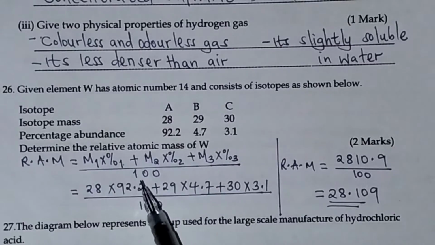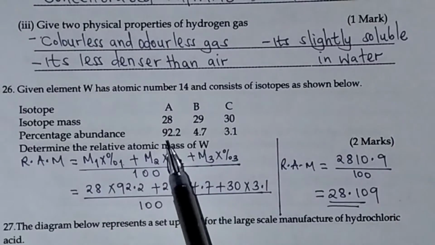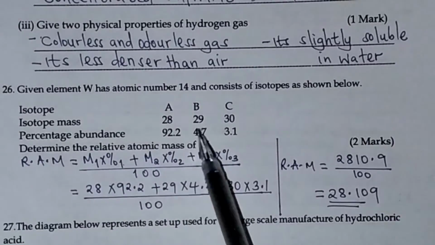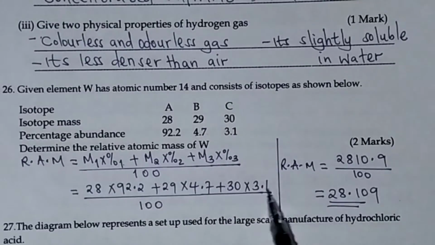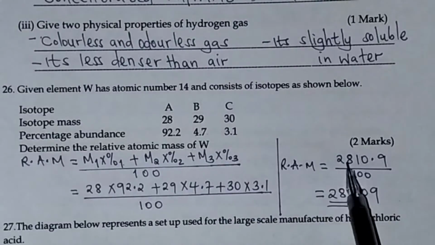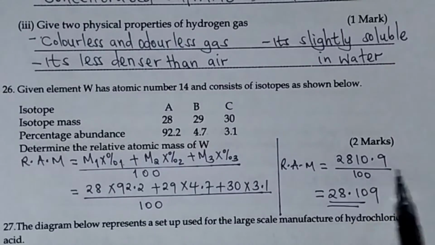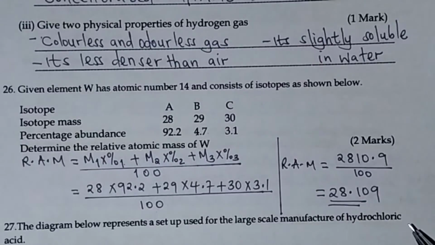So mass number 1 is 28 multiplied by 92.2 plus 29 multiplied by 4.7 plus 30 multiplied by 3.1, divided by 100. If you put the numerators in a calculator, we are going to get 2810, then we divide by 100. We are going to get our relative atomic mass to be 28.109. Remember, relative atomic mass has no unit.